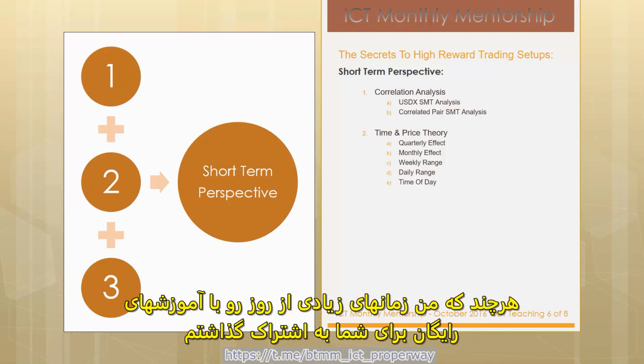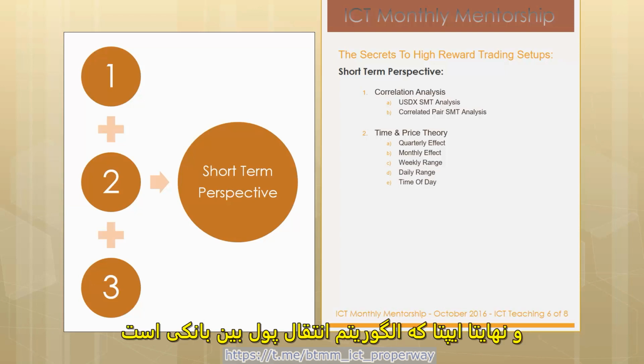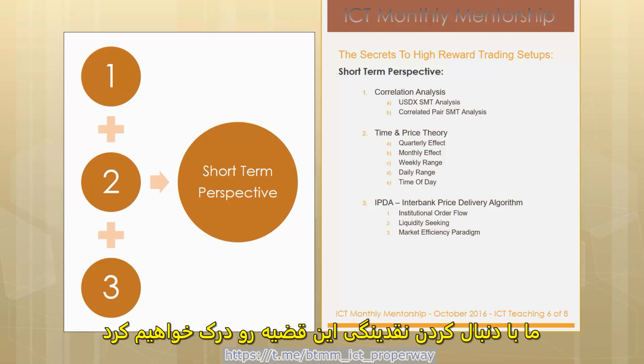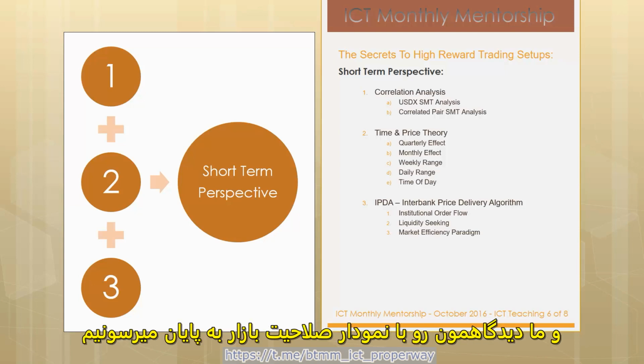We'll build on what's already been shared in the free tutorials, and you'll actually have really precision-based concepts as it relates to that. And finally, IPTA, which is the interbank price delivery algorithm. We'll be nailing down institutional order flow. We'll understand, obviously, by looking at liquidity. We'll be looking at how the market seeks liquidity, and we'll be finishing up our perspective on market efficiency paradigm.